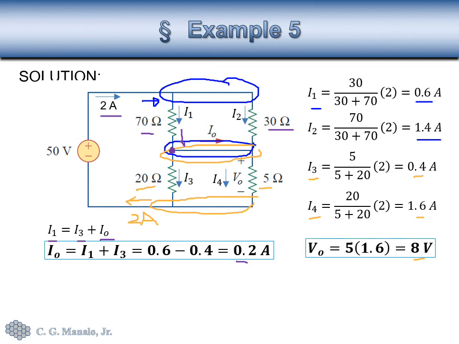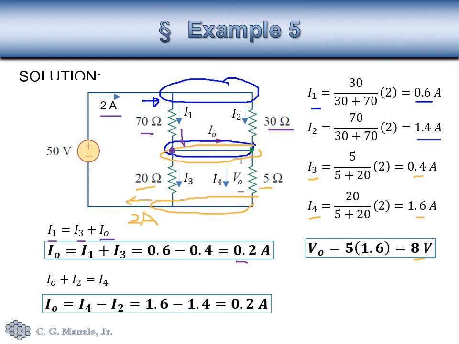Now take note that we could do the same logic on this point here. So we can say that the current entering this point must equal to the current that leaves that point. So we can say that the sum of I naught and I sub 2 must equal I sub 4. And from this equation, we can also determine I sub naught, and that will give us the same result.